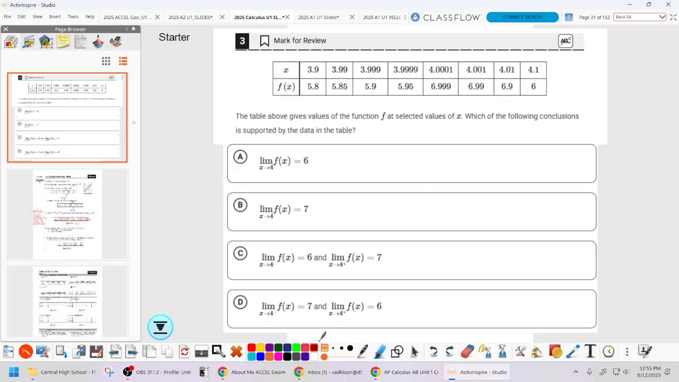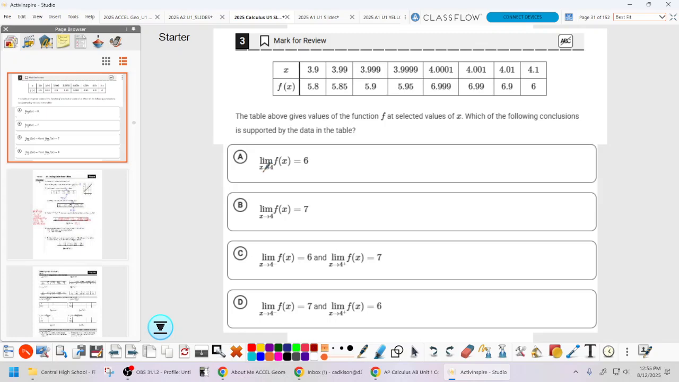Anyway, like Trevor said, obviously all these are 4. I would check that first, because sometimes they change the limit value through the problem. And then down here we see 2 different ones from the left and right. So is the limit as x approaches 4, 6? Yes.